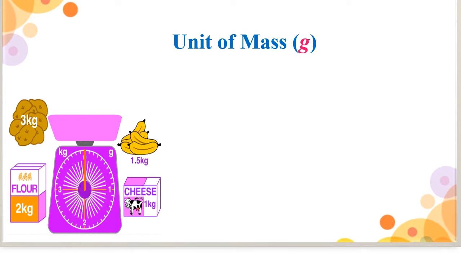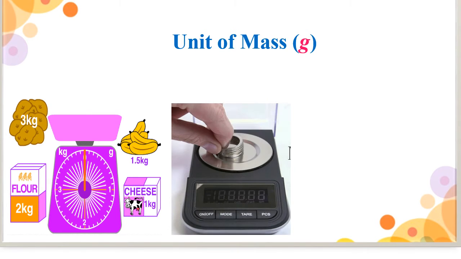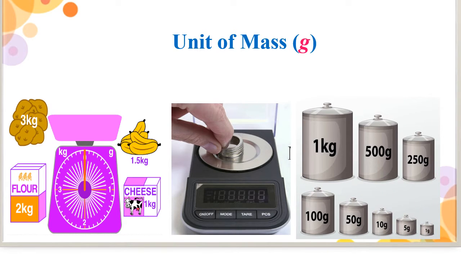For example, look at this picture, everything is measured in kilogram. And look at this second picture, that is a milligram machine. And the third one is also given all measurement based on mass.